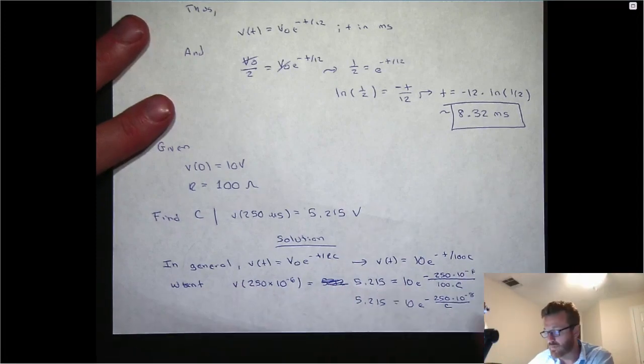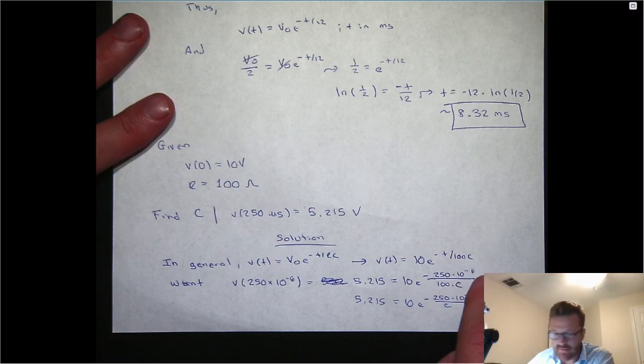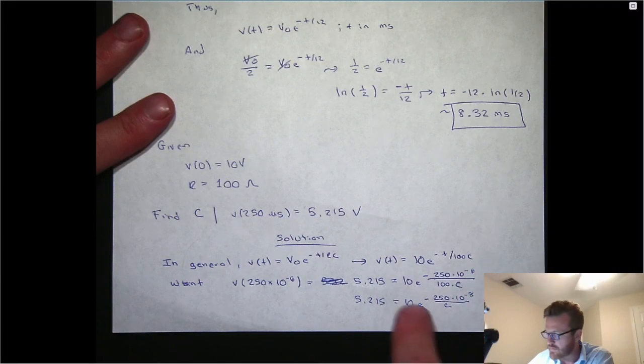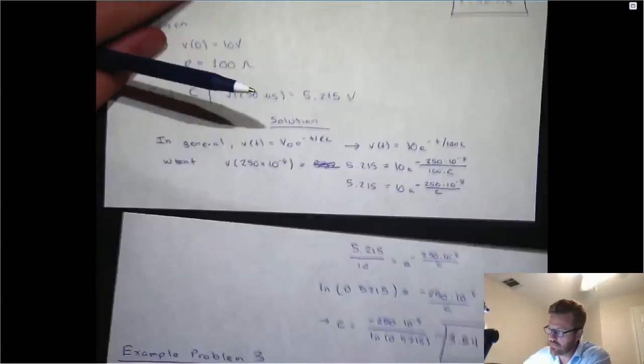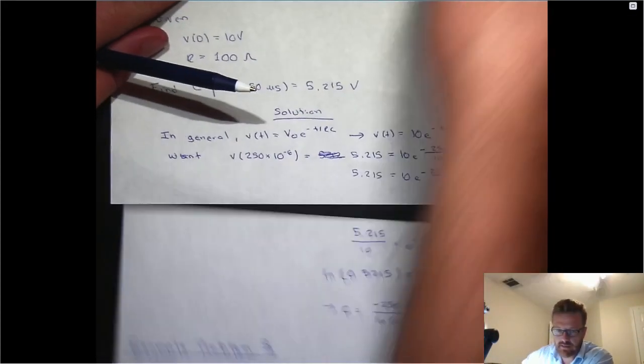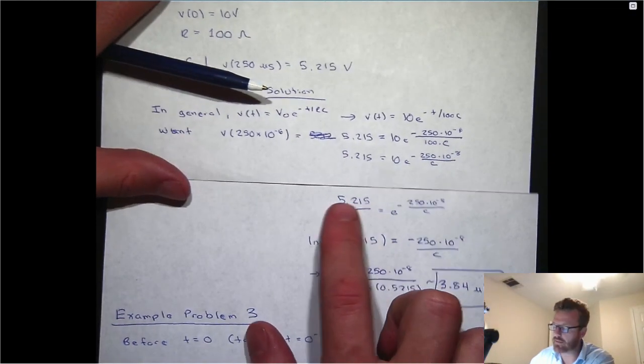Divide both sides by 10, or if you want, simplify the denominator first. 250 times 10 to the negative 6. When you divide by 100, that's just going to decrease this by 2 orders of magnitude. So it's minus 250 times 10 to the minus 8. Don't forget, you still got your capacitor value in the denominator. Divide both sides by 10 to just get a single constant over here on the left. When you divide by 10, of course, you just shift the decimal one place left.